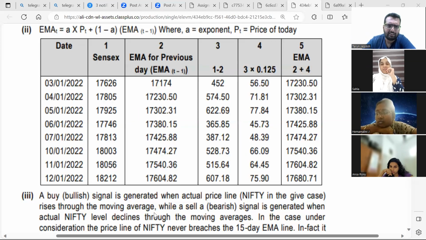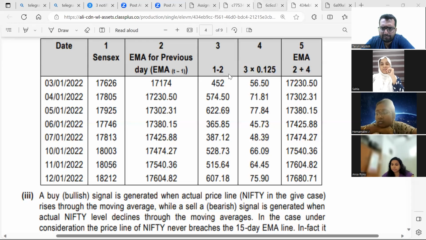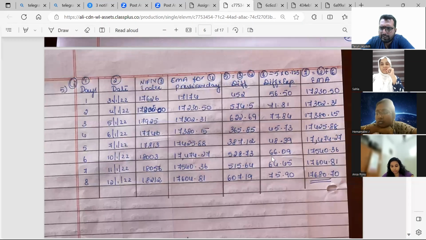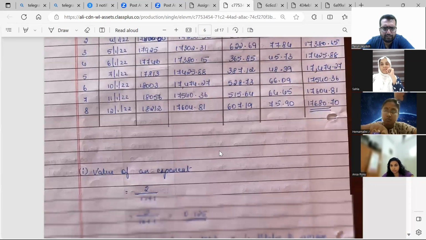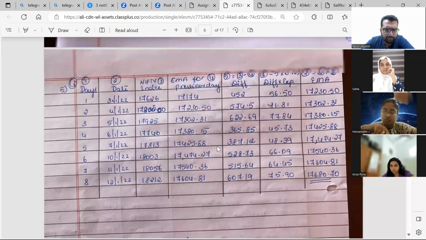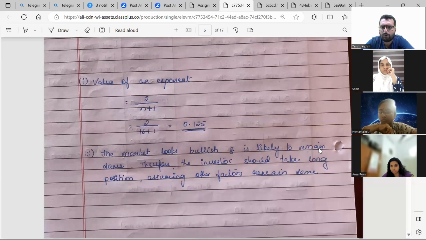Okay. Yes. So let me check 17,680. Yes, Bhavya, you got perfectly the right answer. Once you put this table, you get marks, and the exponent value is also found out over here.